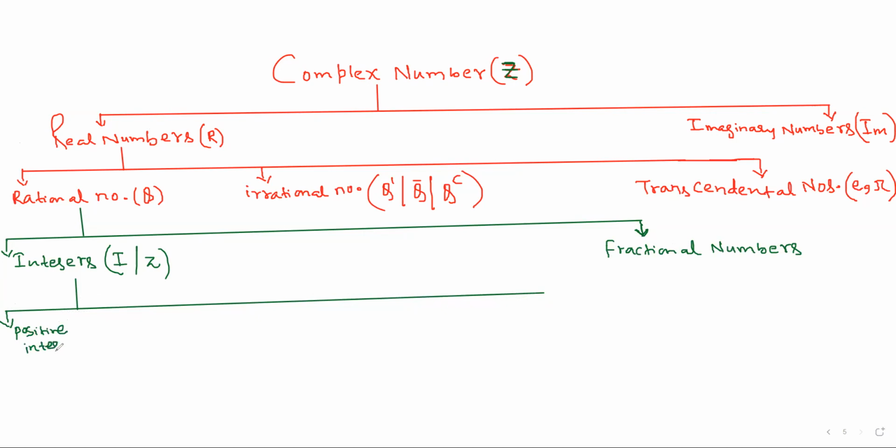Positive integer. Another one is negative integer. Positive integers are represented by capital I, capital Z, capital I plus, Z plus. Okay, बच्चों, and positive integer. Second is 0. And third one is negative integers.